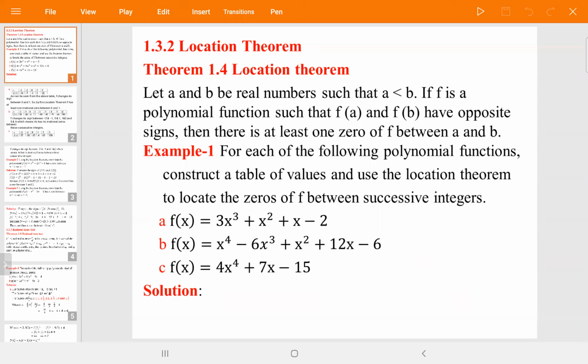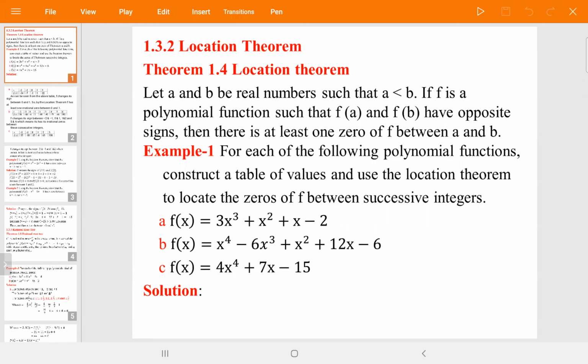Now, most often, when we are interested to locate the irrational zeros of a polynomial between consecutive integers, we prepare a table. To construct this table, often we use the five integers minus 2, minus 1, 0, 1, and 2. And we evaluate the given polynomial at these integers, and we will observe.